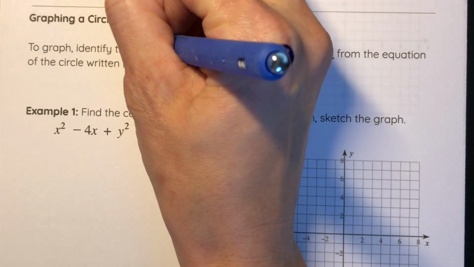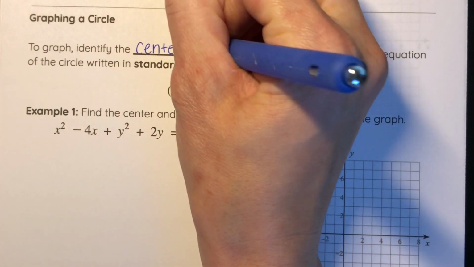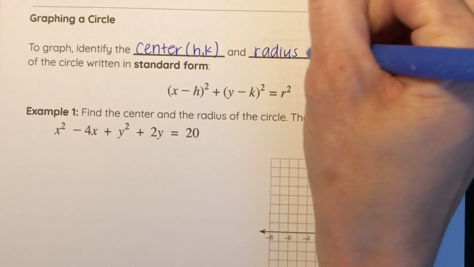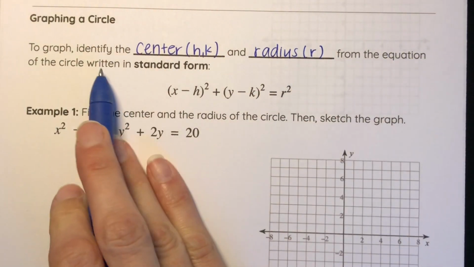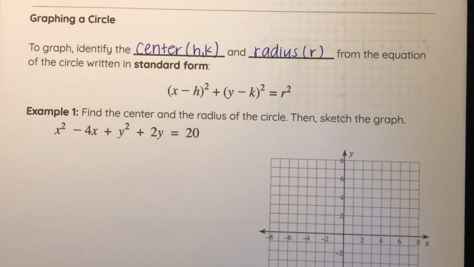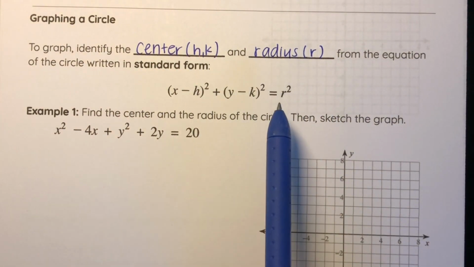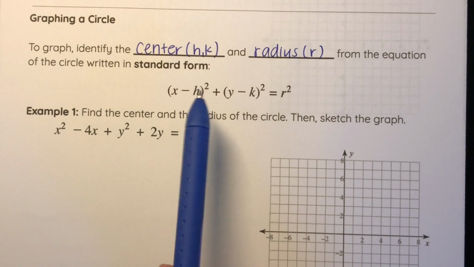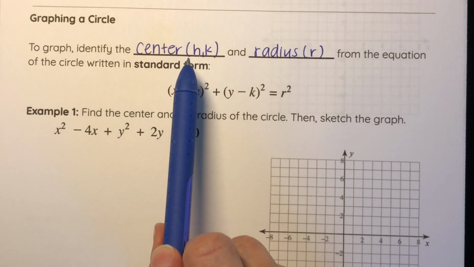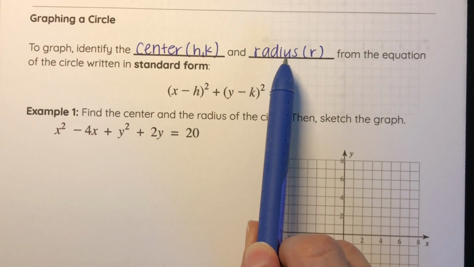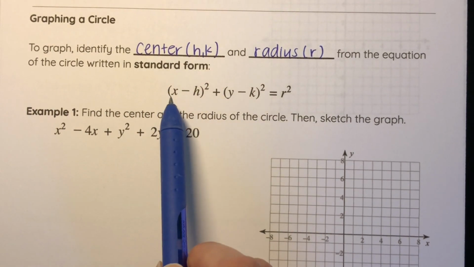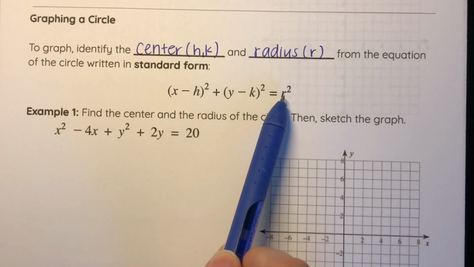Just as a reminder from last time, when we're graphing a circle, we first have to identify the center, which remember is H and K, and we have to also identify the radius, which is R. Usually we do that when our equation is written in standard form. As I mentioned before, the equations are not going to be written in standard form today. So we're going to be working on putting them into standard form in order to identify the center and the radius.